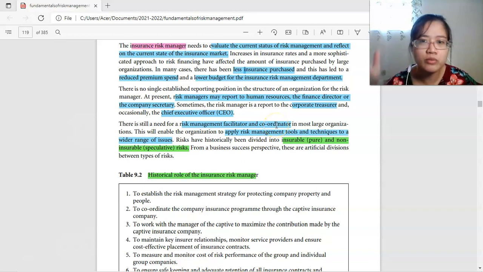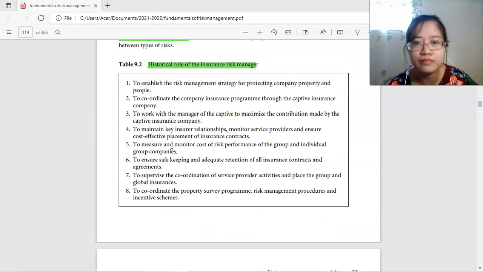So, you have your risk manager, and then, of course, kung medyo marami talaga yung trabaho, bulk ng workload, so you can have the risk management facilitator and coordinator. Apply risk management tools and techniques to a wider range of issues. Tapos, yung risk, insurable and non-insurable. Kapag insurable, normally, diba, pinapaubaya na sa insurance companies. And then, let's focus on the insurable, non-insurable. Okay, so ito yung historical role of insurance risk manager.